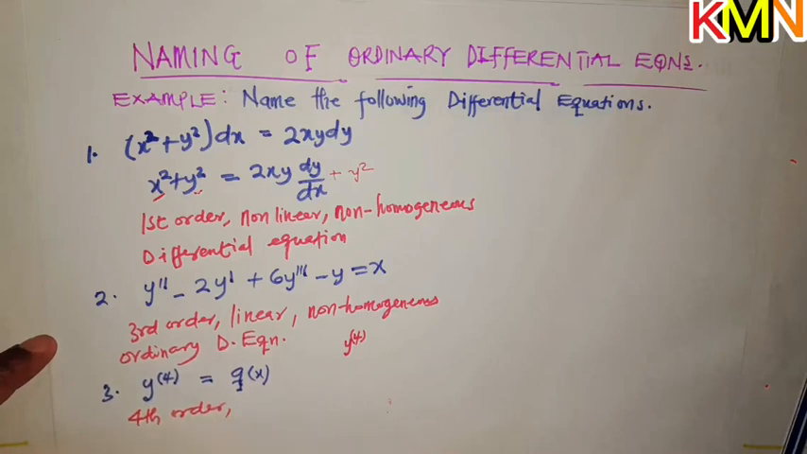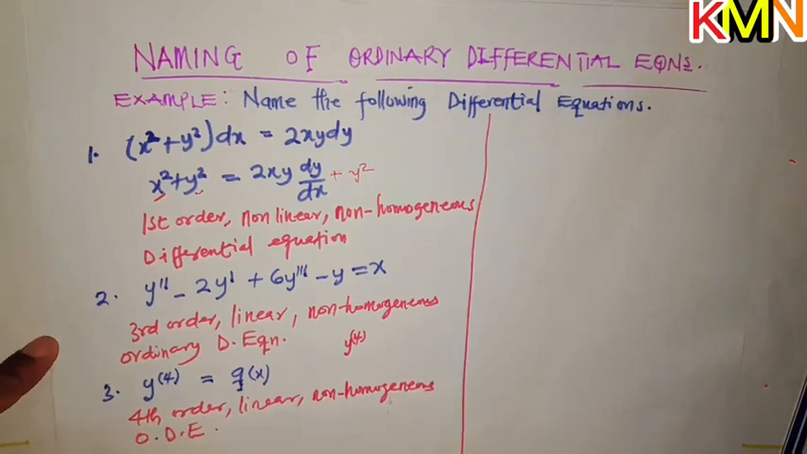Now let's check the linearity. Is this linear? Yes, it is linear because there's no degree. So linear. Is this homogeneous? No, it's non-homogeneous. Because this q at x means there's a particular function q which involves x as independent variables. So it means it's what? Non-homogeneous. Ordinary differential equation. Let's continue.